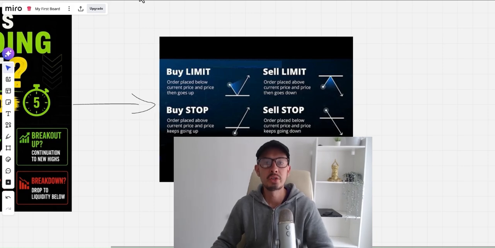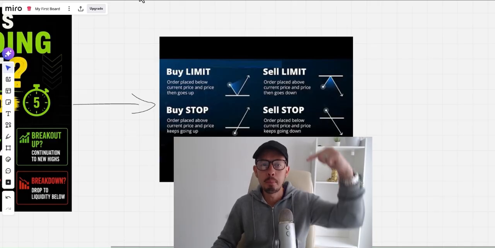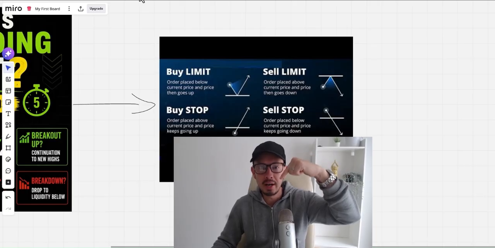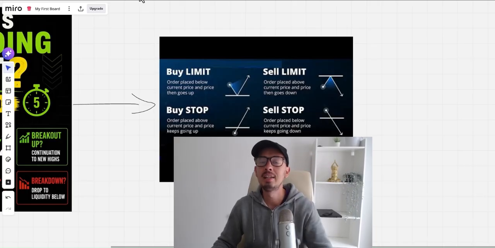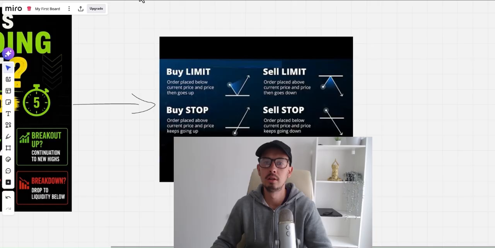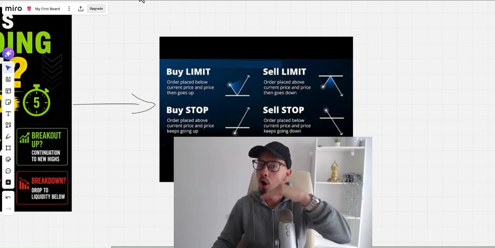If price is consolidating above the key support level, you believe that if the price breaks that support level, the price would go further down. So you believe that whenever the support is broken, the sell-off should be significant. So you would place that sell stop order just a little bit below the support.